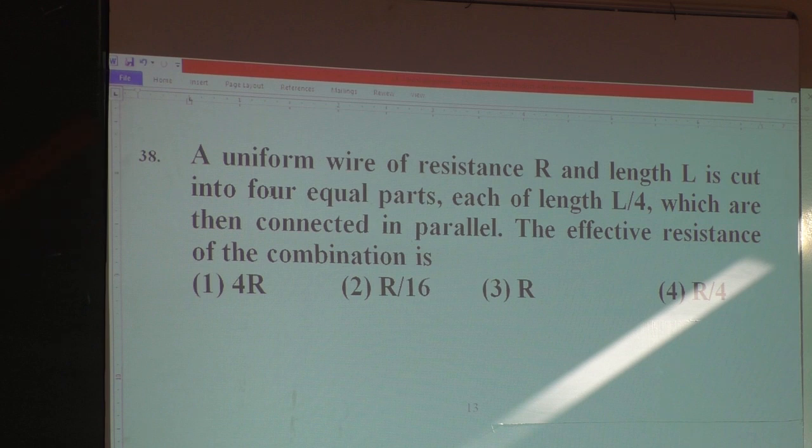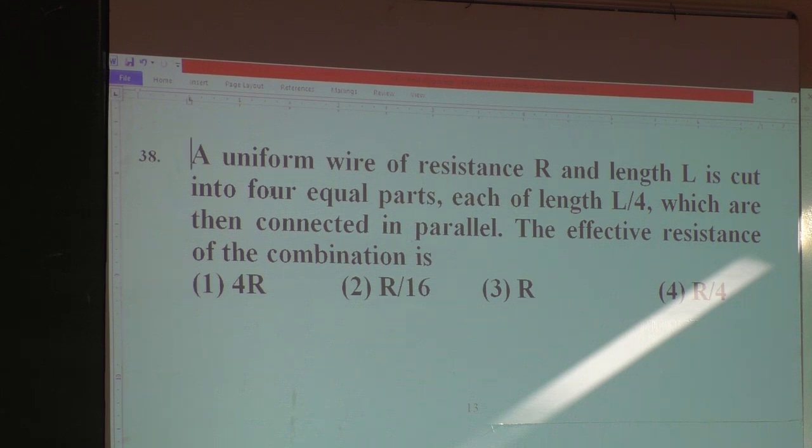Resistance R, length L. You know that resistance is directly proportional to length. And if you cut the wire of length L into 2 equal parts, resistance also gets halved. Because R is rho L by A, and when you cut the wire, rho remains same, A remains same. Only L is the factor which is changing. When L is L by 2, R is R by 2. Now it is cut into 4 equal parts. So what is the resistance of each part? R by 4, R by 4, R by 4, R by 4.